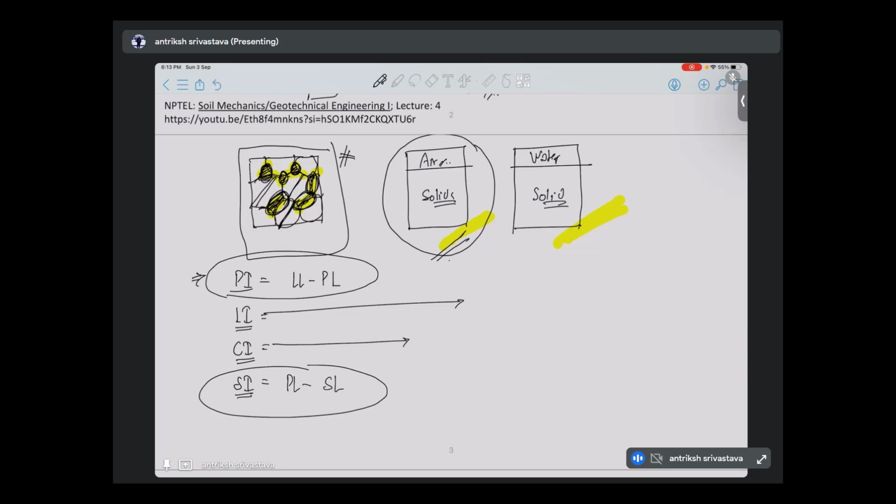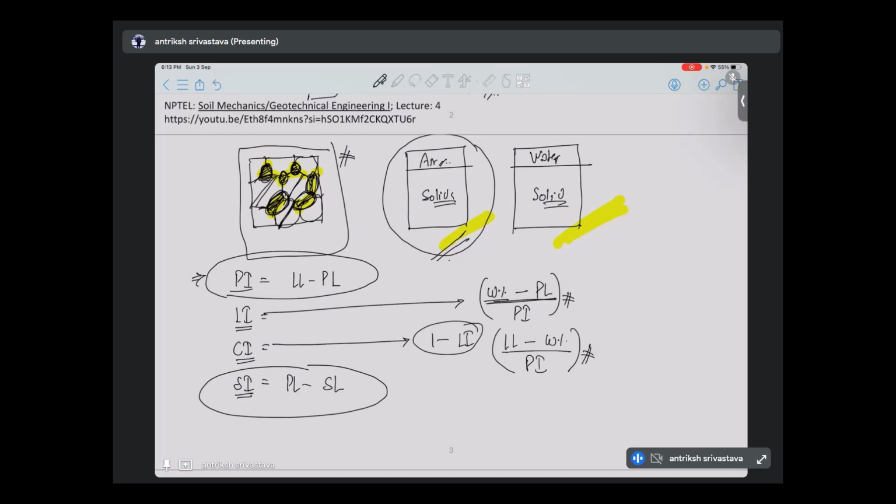So liquidity index is the natural water content minus plastic limit divided by plasticity index. And you can remember this formula, or you can remember that consistency index is liquid limit minus natural water content divided by plasticity index.